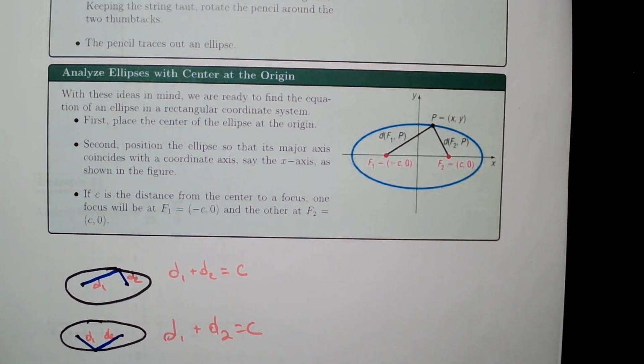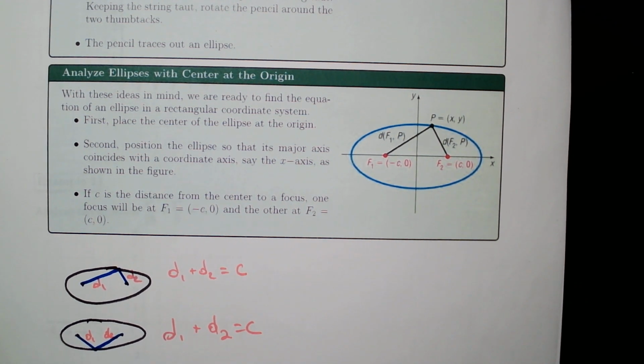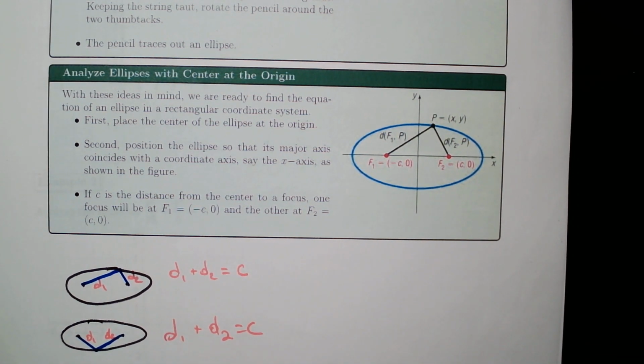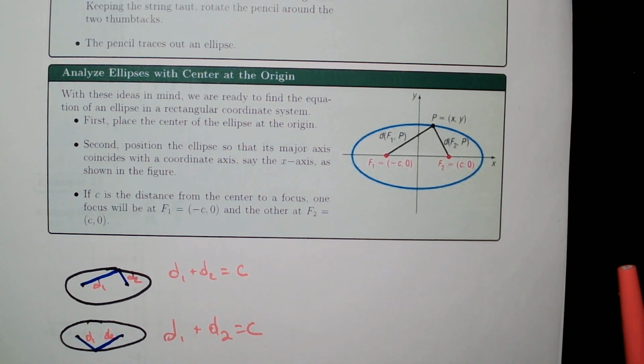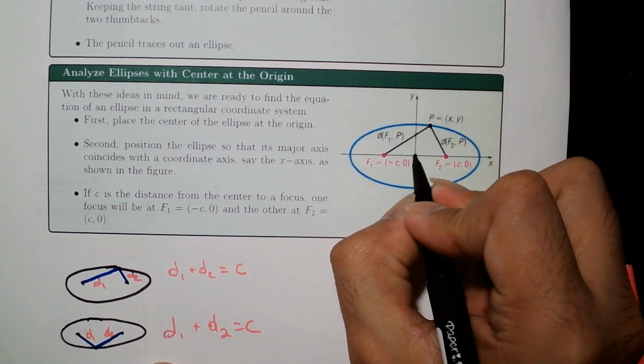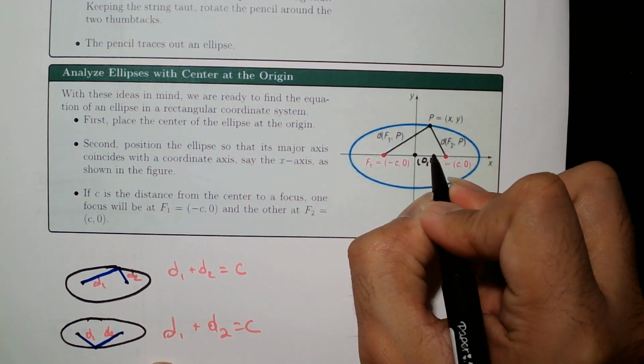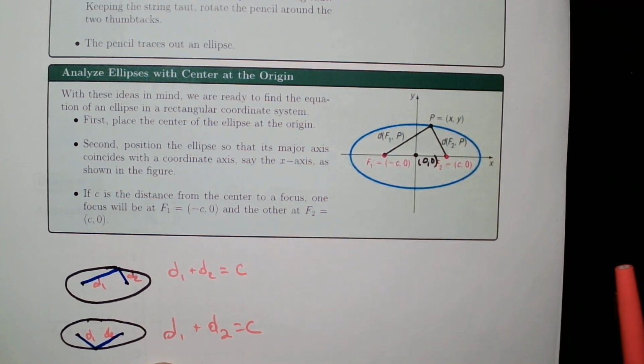Okay, so we are going to analyze two types of ellipse. First of all, we're going to look at ellipses with center at the origin, and then the translated ellipses. So an ellipse centered at the origin, let's look at its properties. It's going to have a center, which is (0, 0). These two points are going to be the foci.